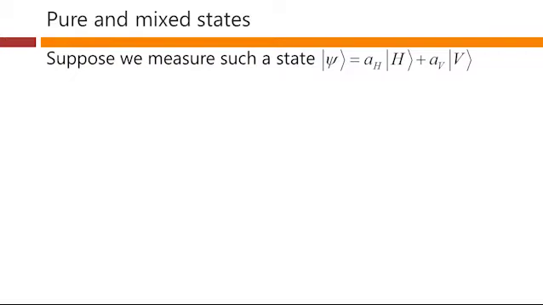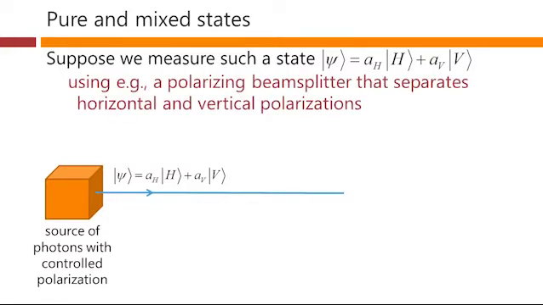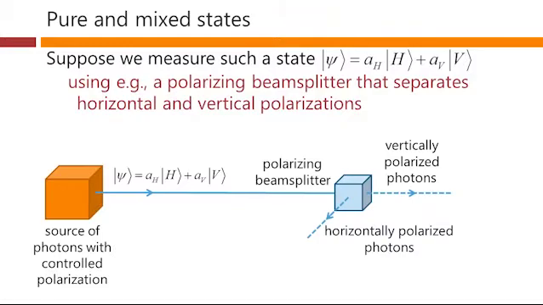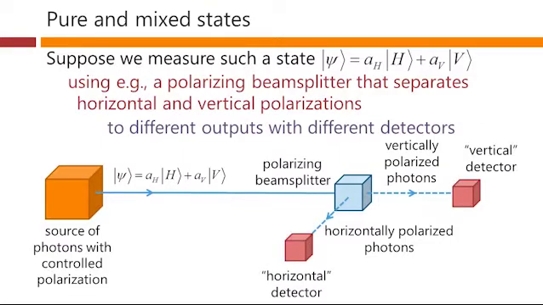Suppose that we measure such a state like this. So we're going to have a source of photons with some controlled polarization. Specifically, they're going to produce this polarization state. And we can then use, for example, a polarizing beam splitter that separates horizontal and vertical polarizations. So here's such a device. It's relatively straightforward to make devices like this. You can make them from pieces of glass and other materials. And this will split out the horizontally polarized photons and the vertically polarized photons, or components. And it will put them on different detectors, if we like. So what we could call the vertical detector and what we could call the horizontal detector.